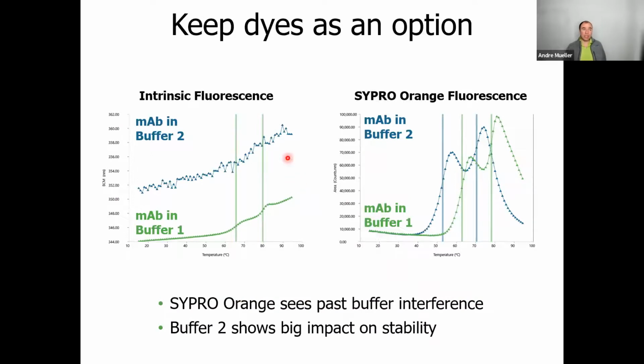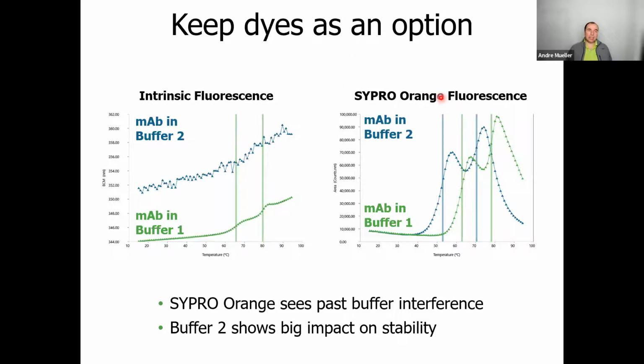Well, on the left side, just for comparison, I have the intrinsic fluorescence data. So for our monoclonal antibody in buffer 1, that was the one that does not quench fluorescence, we see the normal progression and we see 2 inflection points, calling 2 melting temperatures. For the same monoclonal antibody in buffer 2, we see an increase, a redshift in the BCM values, but there's no inflection point. It's pretty noisy, and there's no way we can tell where the apparent melting temperatures are.